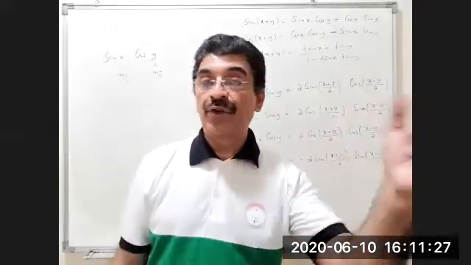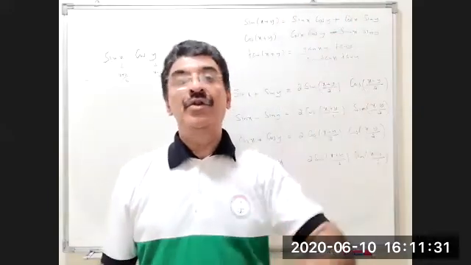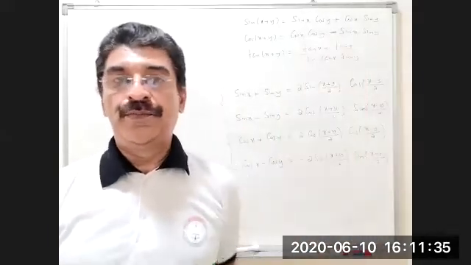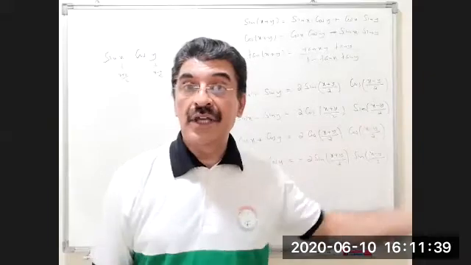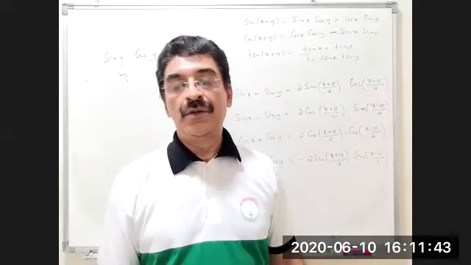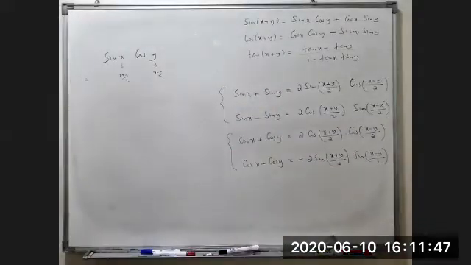Cos x plus cos y. From the cos x plus y formula, cos x cos y, so 2 cos x plus y by 2 into cos x minus y by 2. Cos x minus cos y, then last step, minus 2 sin x plus y by 2 into sin x minus y by 2. I hope you learned it. This is the product formula, that is, writing sum to product.